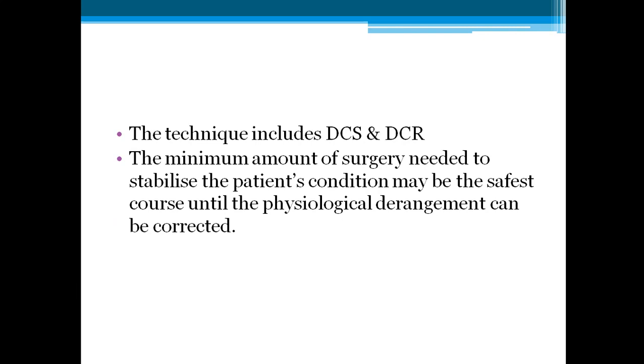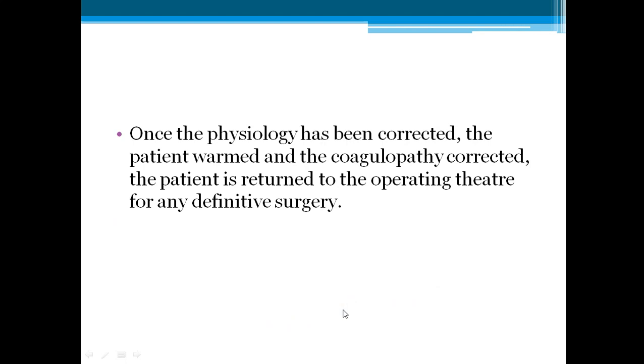So the minimum amount of surgery needed to stabilize the patient's condition may be the safest course until the physiological derangement is corrected. That is the concept behind damage control surgery. Once the physiology has been corrected, the patient is warmed, coagulopathy is corrected, and the patient is returned to the operating theater for any definitive surgery. Hypothermia is corrected, that is, the patient is warmed. Acidosis is corrected, the pH is coming back to normal or near normal, and coagulopathy is corrected. Then the patient is taken for definitive surgery.